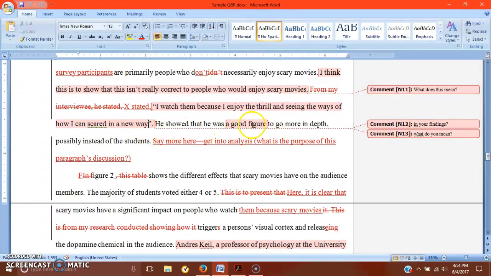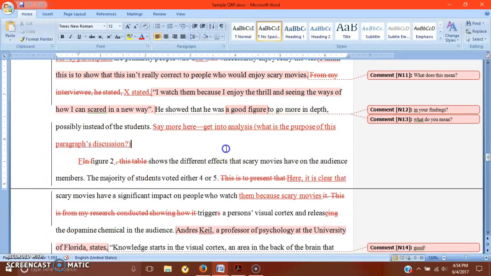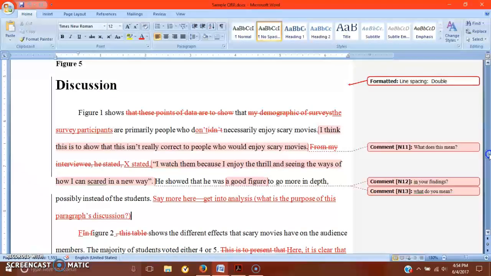He showed that he was a good figure to go more in depth, probably instead of the students. So this to me, it says very little. I can't understand what he's talking about. It seems like he was rushed when he wrote it, probably so, not sure. It's a very low scored paper because of all these ambiguities and because he doesn't have substantial information from either his survey data or his research data to present his findings. And just the sloppiness of phrases like this show me that he hasn't proofread it.